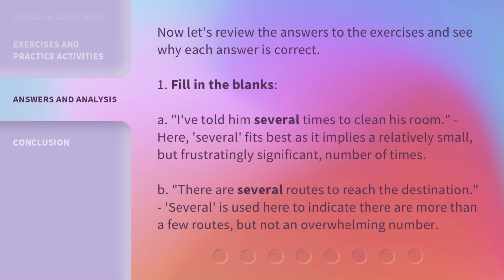Now let's review the answers to the exercises and see why each answer is correct. One. Fill in the blanks. A. I've told him several times to clean his room. Here, several fits best as it implies a relatively small, but frustratingly significant, number of times. B. There are several routes to reach the destination. Several is used here to indicate there are more than a few routes, but not an overwhelming number.